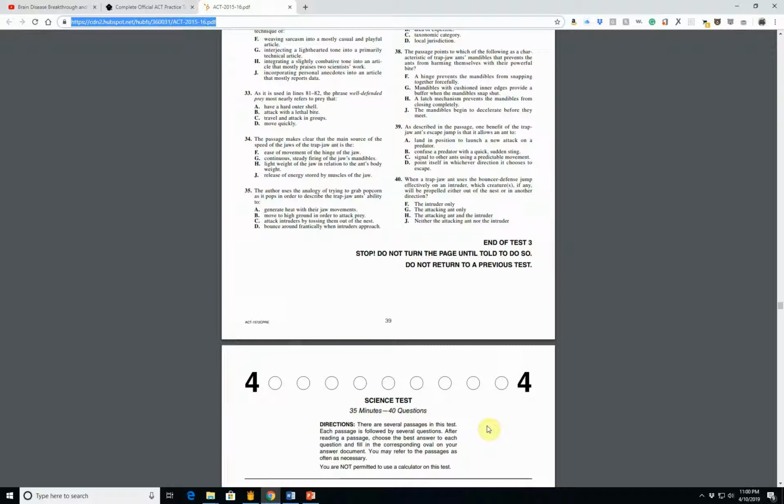Each passage is followed by several questions. After reading the passage, choose the best answer to each question and fill in the corresponding oval on your answer document. You may refer to the passages as often as necessary. You are not permitted to use a calculator on this test. Don't worry, you won't need a calculator on this test. So it is important to know these instructions. They're not going to change, so then you won't have to spend time on the test reading these instructions.